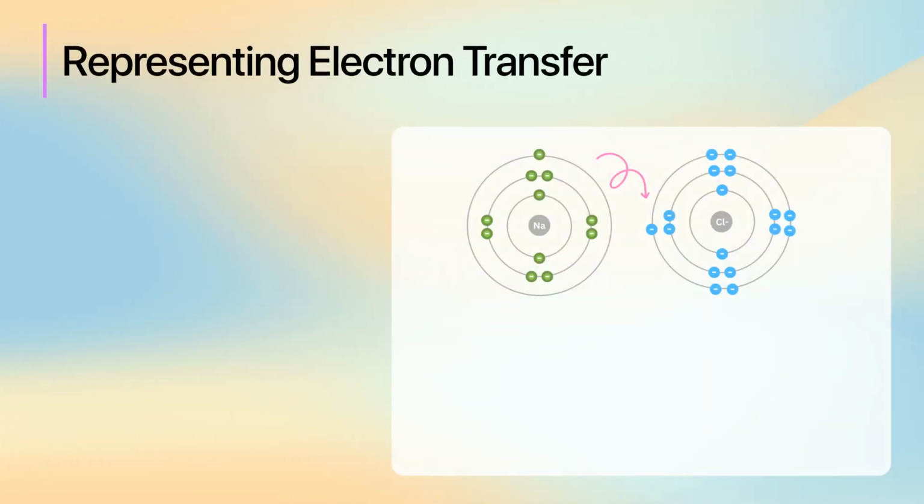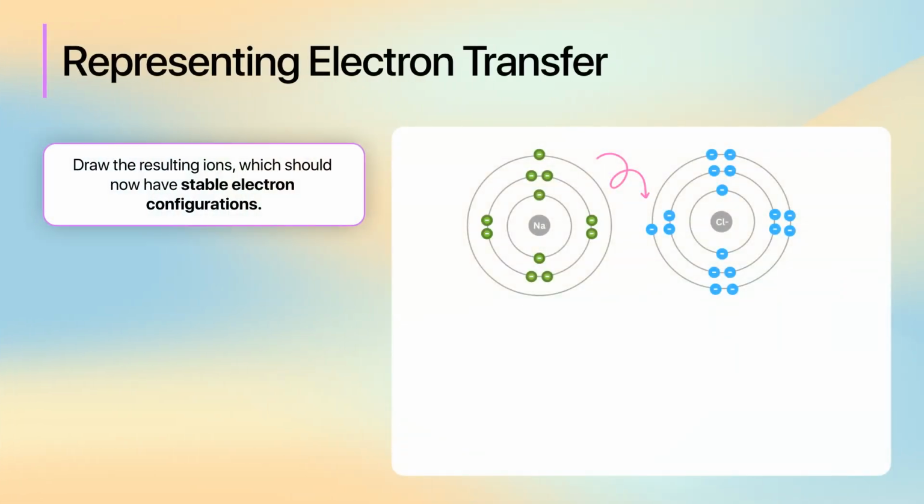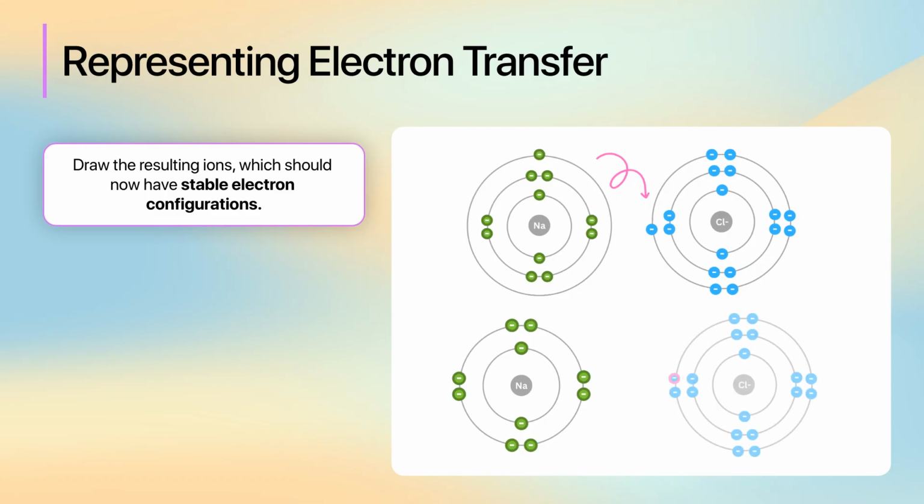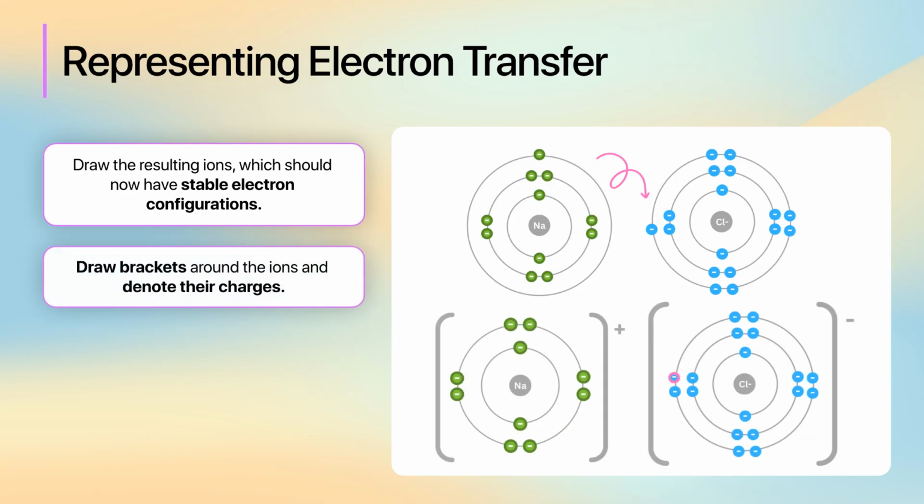After the transfer, draw the resulting ions. Sodium, having lost 1 electron, becomes a sodium ion with a positive charge because it now has more protons than electrons. Chlorine, having gained 1 electron, becomes a chloride ion with a negative charge because it now has more electrons than protons. Finally, encapsulate each ion in square brackets and denote the charges.